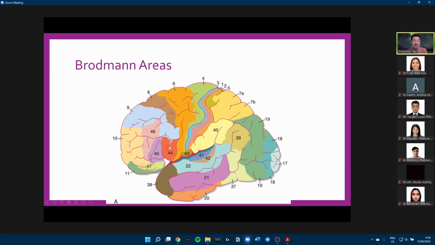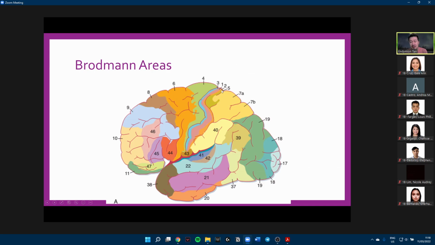44, especially in the dominant hemisphere of the brain, is the Broca's area. Now you already know what is the function of the Broca's area. Okay, Broca's area for language. Broca's area, 44. Central sulcus, immediately posterior is the parietal lobe na.